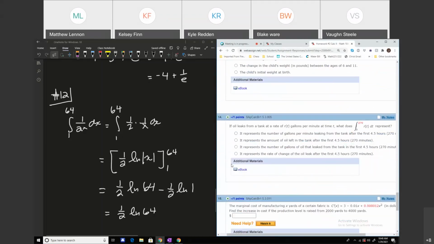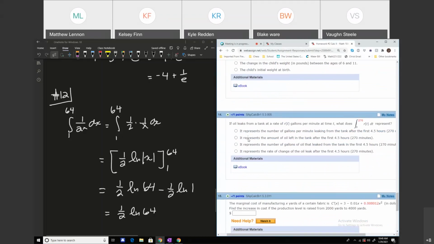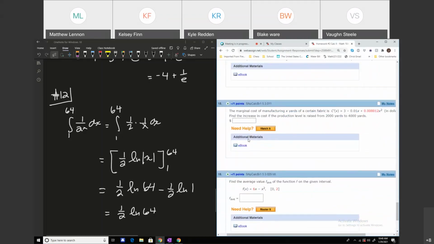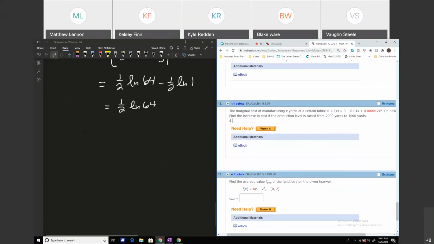Same thing with number 14. So I'm not going to go over those. But I'll go over 15 and 16 because I was definitely asked about both of those. So number 15.